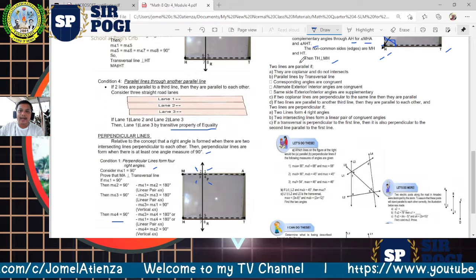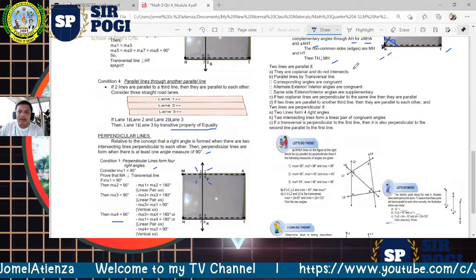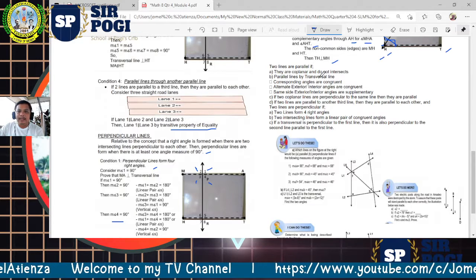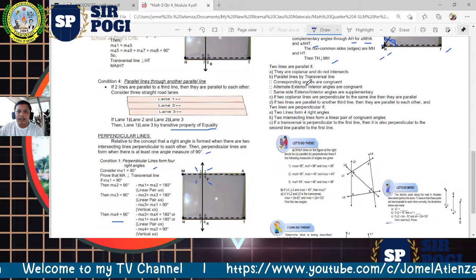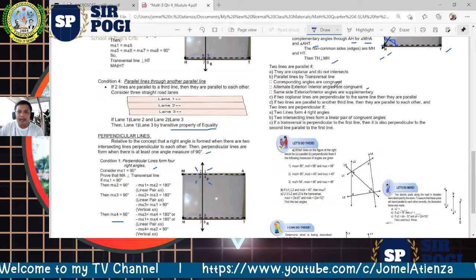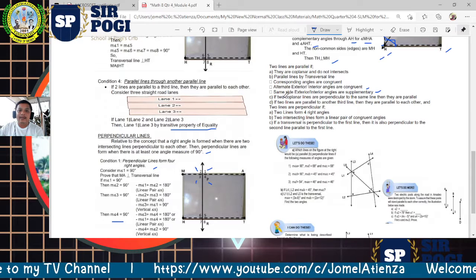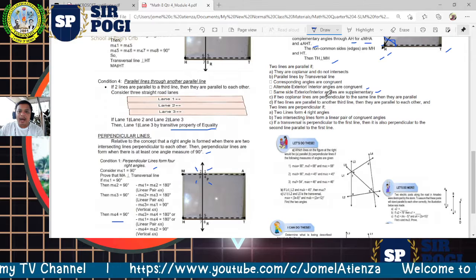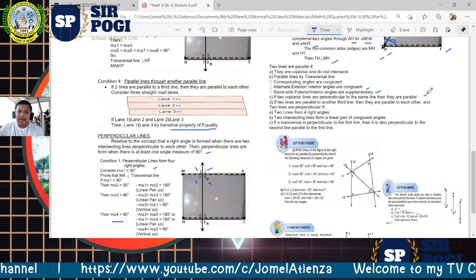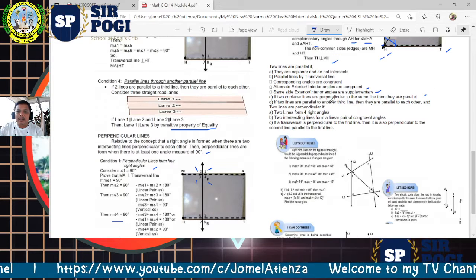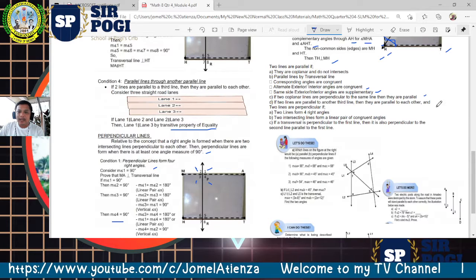Okay? So once again, two lines are parallel if they are coplanar and do not intersect. Parallel lines cut by a transversal line: corresponding angles are congruent, alternate exterior and interior angles are congruent, same side exterior and interior angles are supplementary. Then, if two coplanar lines are perpendicular to the same line, then they are parallel. If two lines are parallel to a third line, then they are parallel to each other.